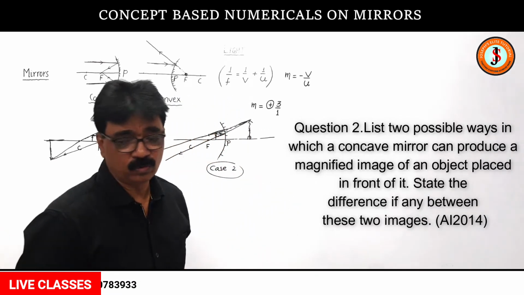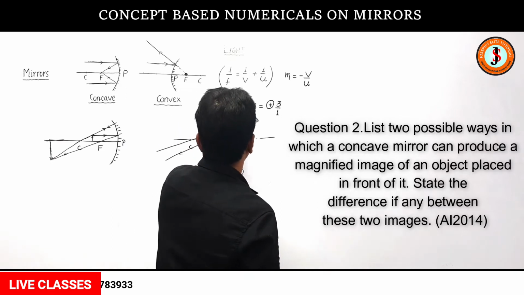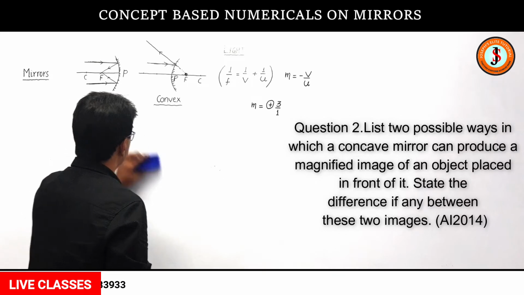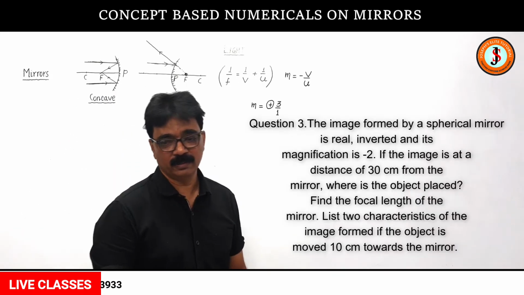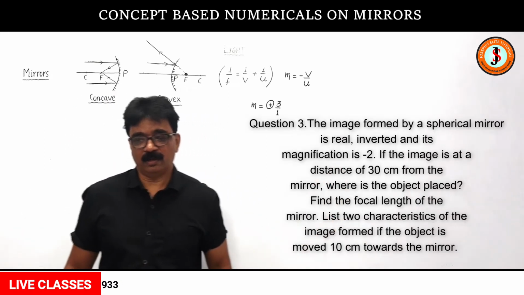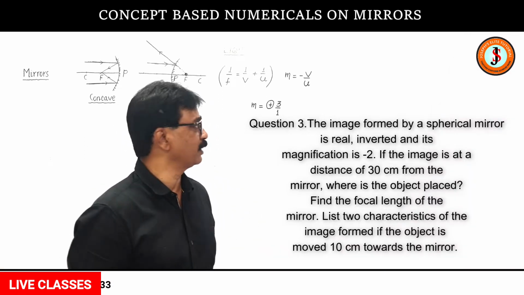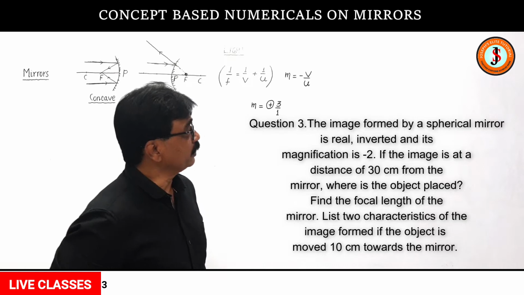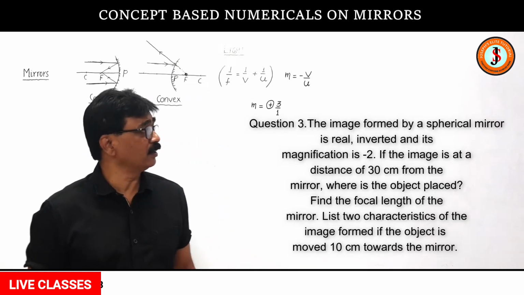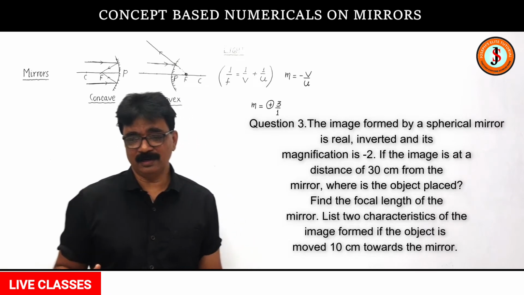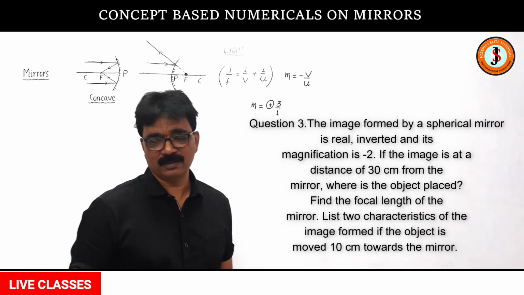Now let us go to the third question. What is the third question? Let us see. So the third question, on your computer screen, let us put it here. The image formed by a spherical mirror is real and inverted and its magnification is -2.